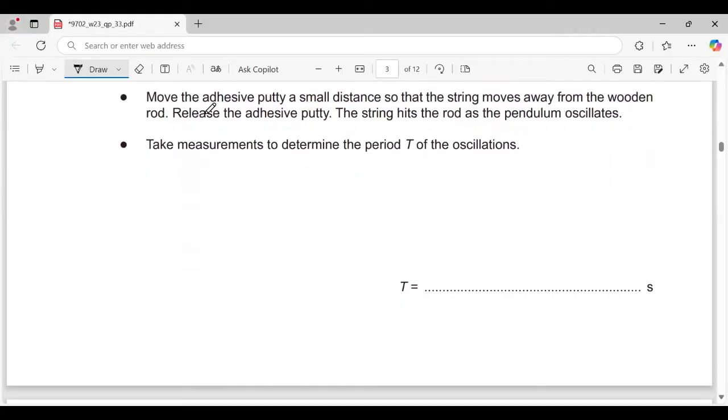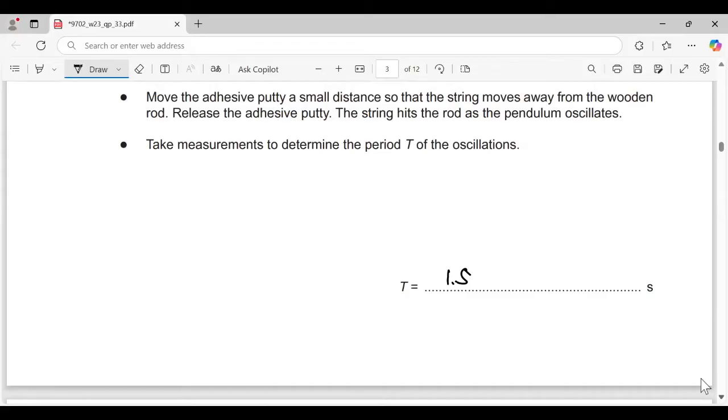Move the adhesive body a small distance so that the string moves away from the wooden rod. Release the adhesive body. The string hits the rod as the pendulum oscillates. Take measurements to determine the period T of the oscillations. Right, so T of the oscillations is 1.5. In my experiment, T equals 1.5 seconds.